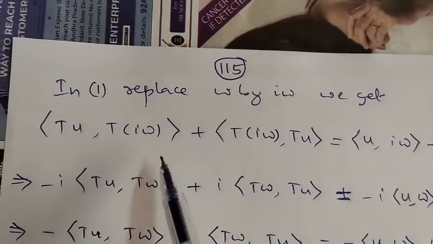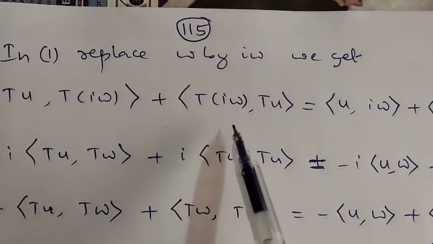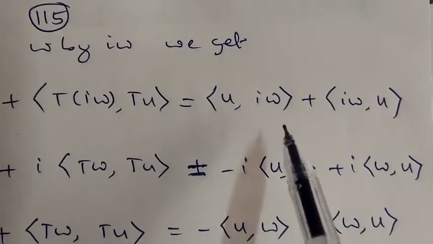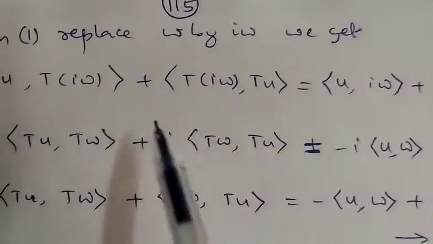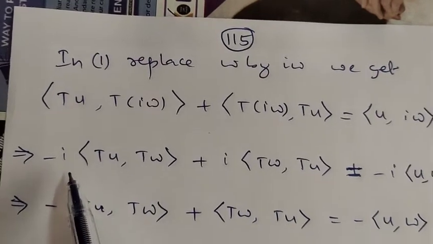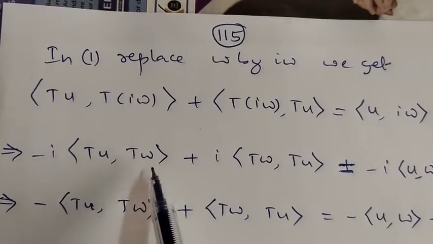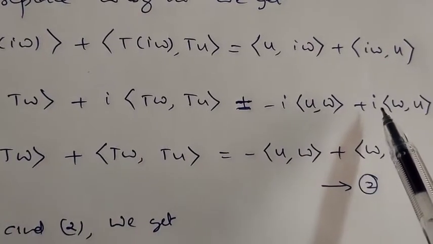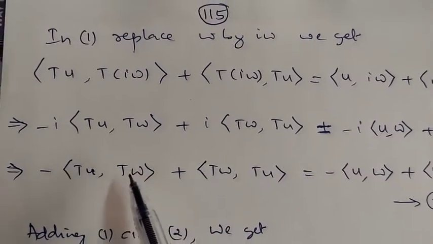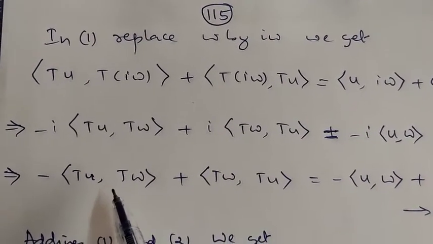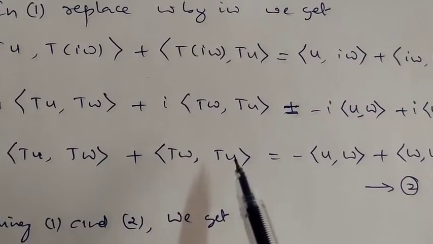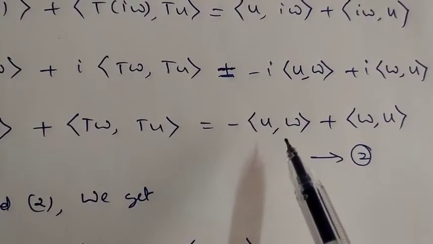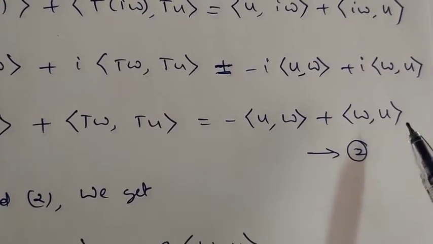Now again you replace w by iw in 1. We get inner product of T(u), T(iw) plus T(iw), T(u) is equal to inner product of u, iw plus iw, u. So this implies, since i is on the right hand side, it comes with the negative sign, the conjugate: minus i times inner product T(u), T(w) plus i times inner product T(w), T(u) is equal to minus i times inner product u, w plus i times inner product w, u. Dividing throughout by i, this implies inner product of T(u), T(w) plus T(w), T(u) is equal to minus inner product of u, w plus inner product w, u. Call this number 2.